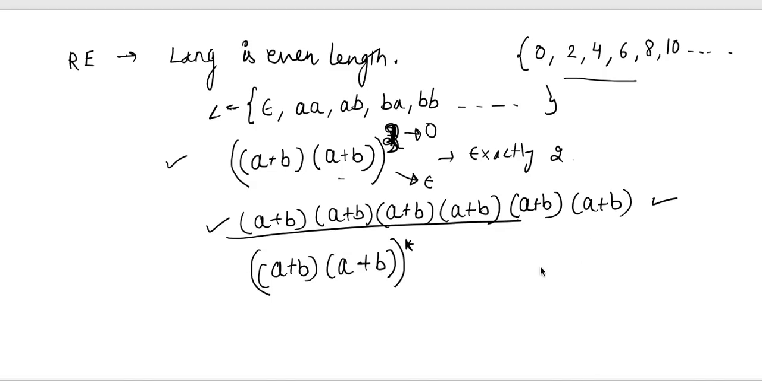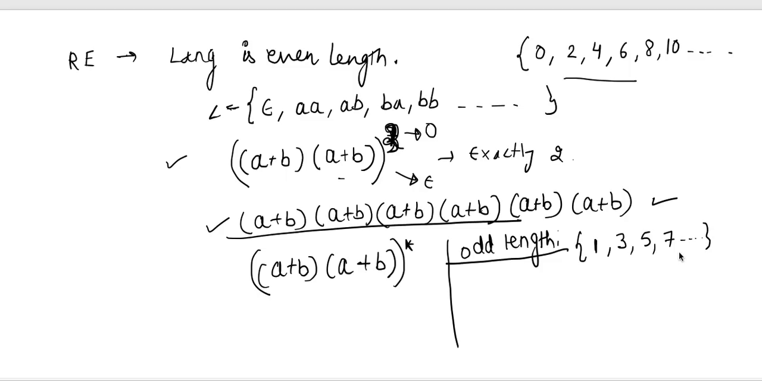Now suppose I have to write it for odd length. We want the regular expression for odd length. How are we going to do it? Let's see. Odd means it will start from 1, 3, 5, 7, and so on. So how can we draw it? See, right now you will be having some sort of intuition how you are going to approach it.